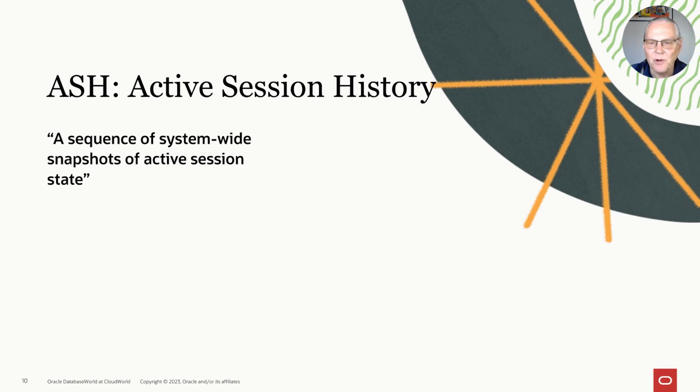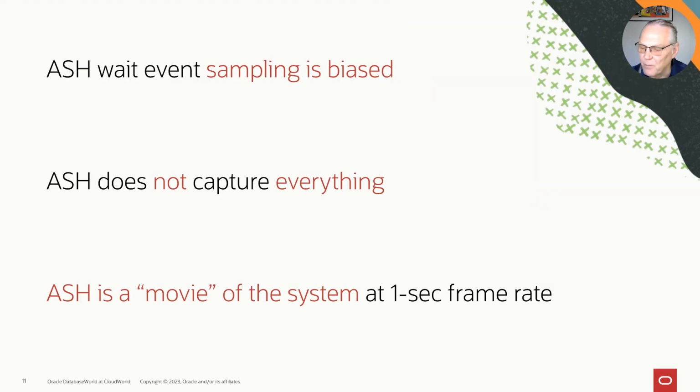ASH is an important technology that we won't go into detail about in terms of mechanism, but ASH is also a conceptual thing, and that's how I want you to think about it and to work with it. ASH is really a sequence of snapshots of what's active in the database, a sequence of snapshots of active session state. I like to think of ASH as a kind of movie of the database system, with a 1-second frame rate.